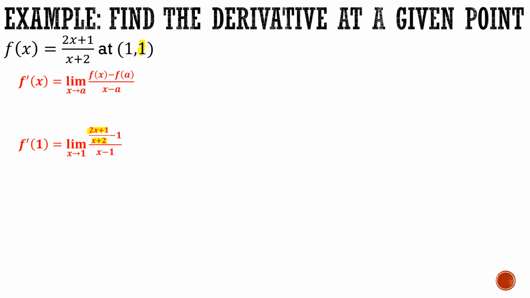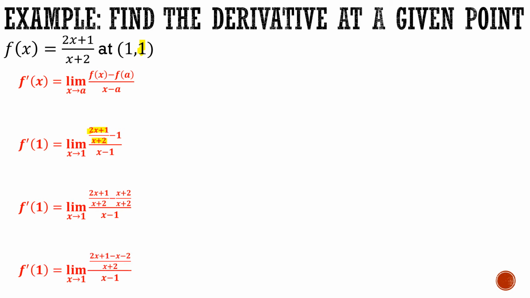All right, so from here, I'm going to try to simplify this by finding a common denominator in my numerator. I'm changing the 1 to be x plus 2 over x plus 2. Now that I have a common denominator, I can combine the fractions in my numerator, and I get 2x plus 1 minus x minus 2. Make sure you distribute this negative over the common denominator of x plus 2, all over still the x minus 1.